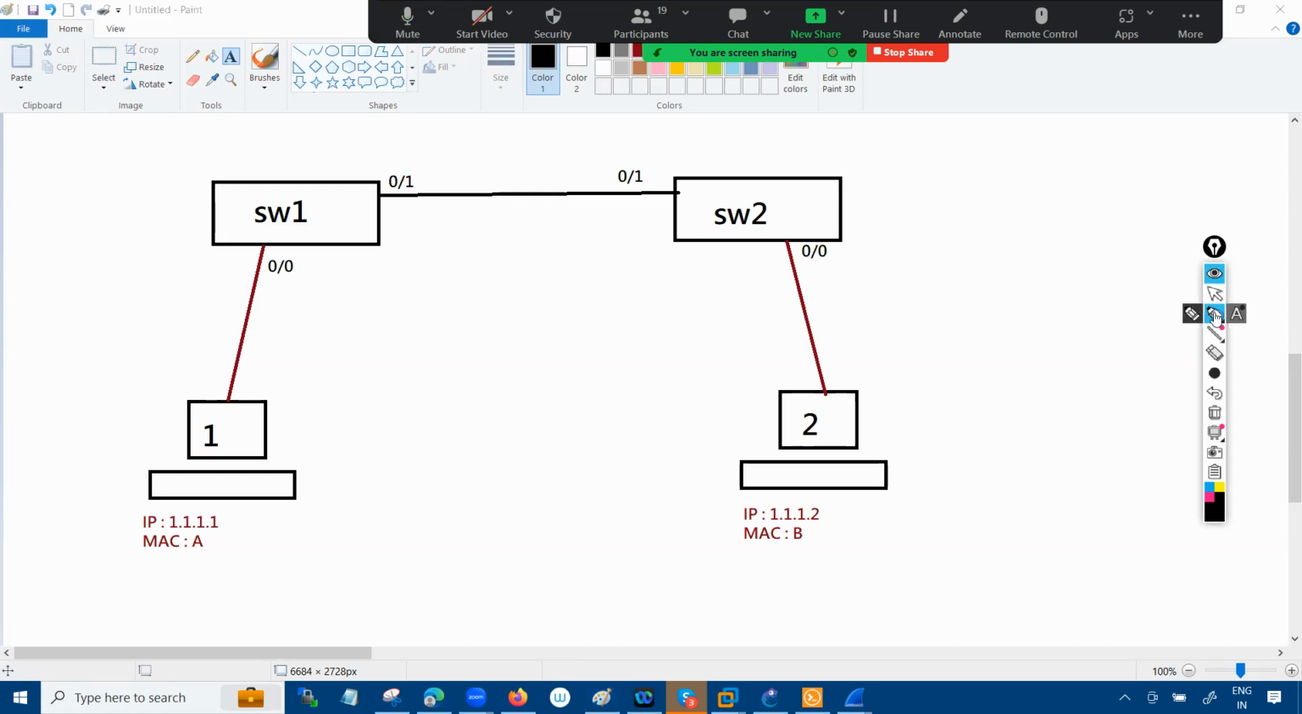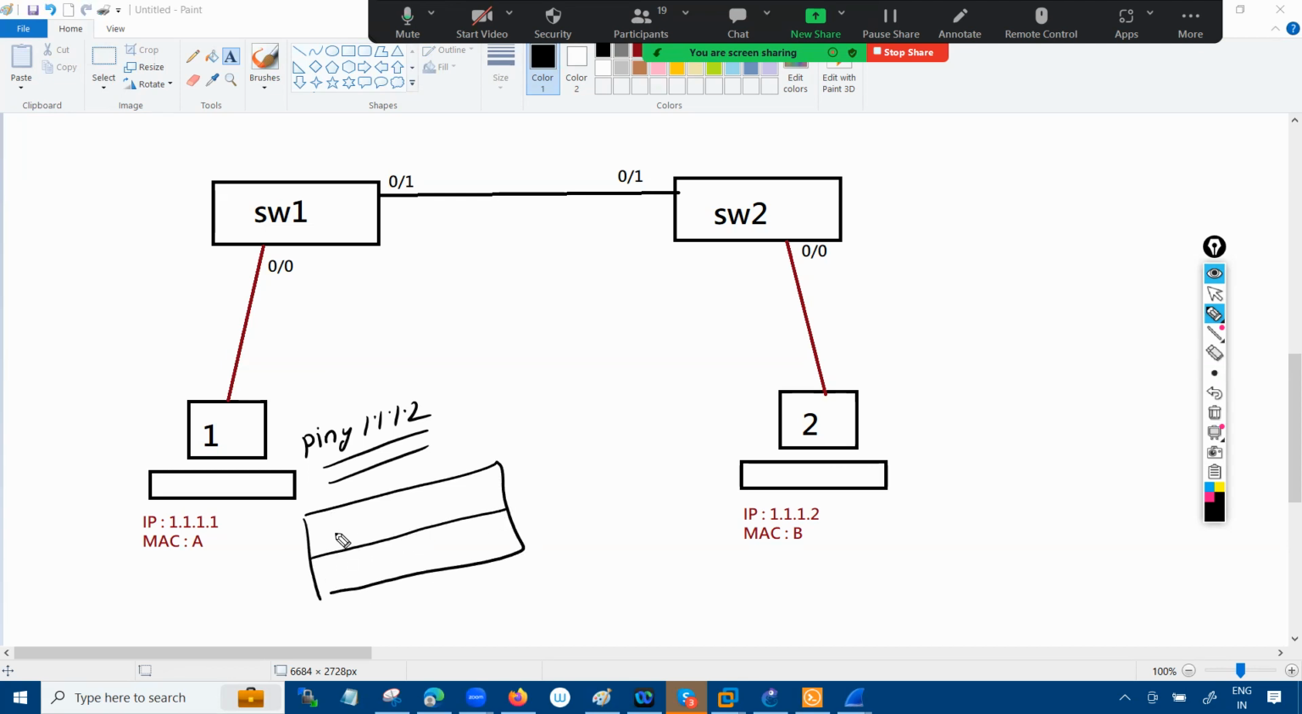When PC1 is going to send a packet, it says, hey, I'd like to ping 101.1.2. What happens? PC1 will look up the ARP table: do I have any entry for 101.1.2? No, I don't. So what will it do? First, it will generate the ICMP request packet. The ICMP request packet will eventually be dropped, but first it will be put on hold, and then it will be dropped. Then it will send an ARP request packet. In the ARP request packet, we have source MAC A, destination MAC FFFF, source IP 101.1.1, destination IP 101.1.2.